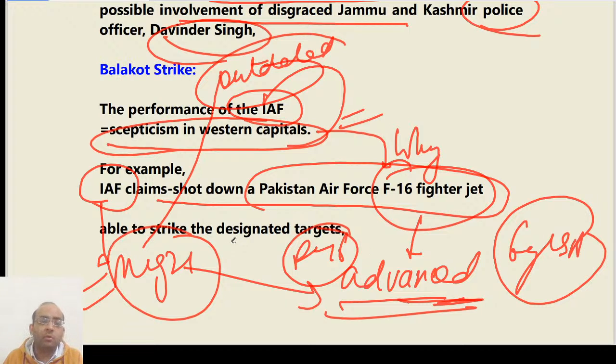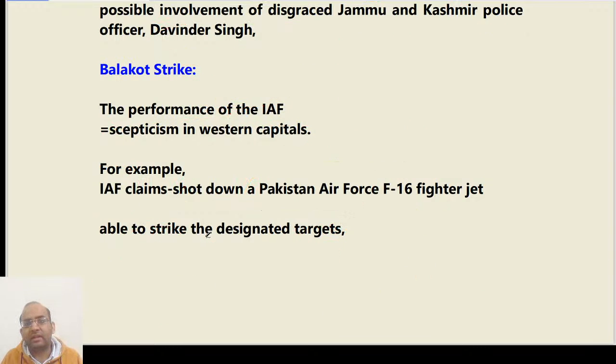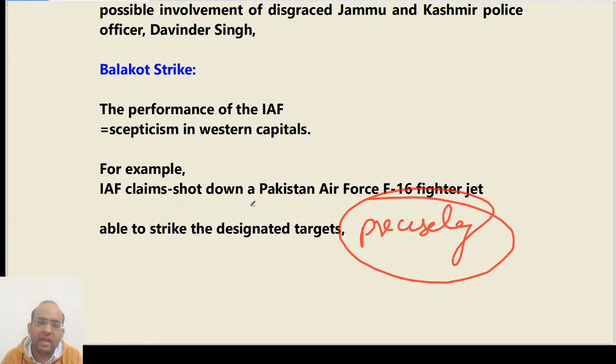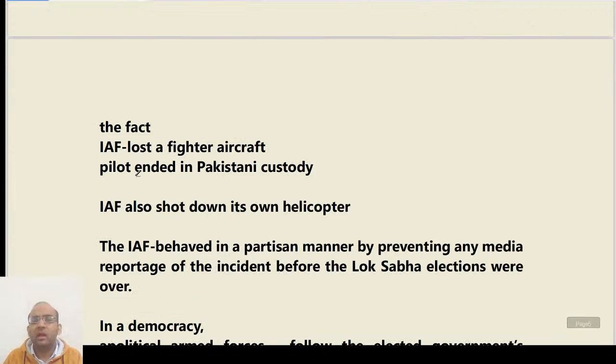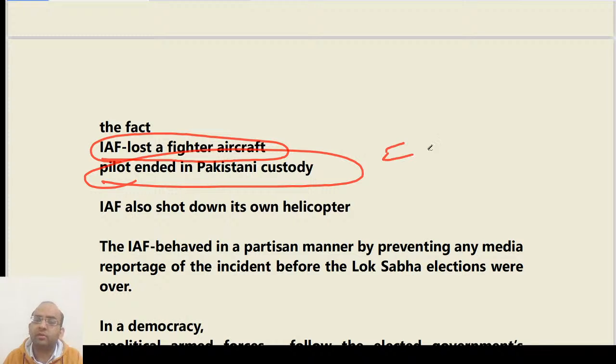Then there are also doubts about whether the IAF was able to attack the designated target precisely, whether the terrorists actually got killed or not. That has also been put in doubt. Third, the IAF lost a fighter aircraft. That is also a fact. Our pilot ended up in Pakistan custody. That is also a fact.